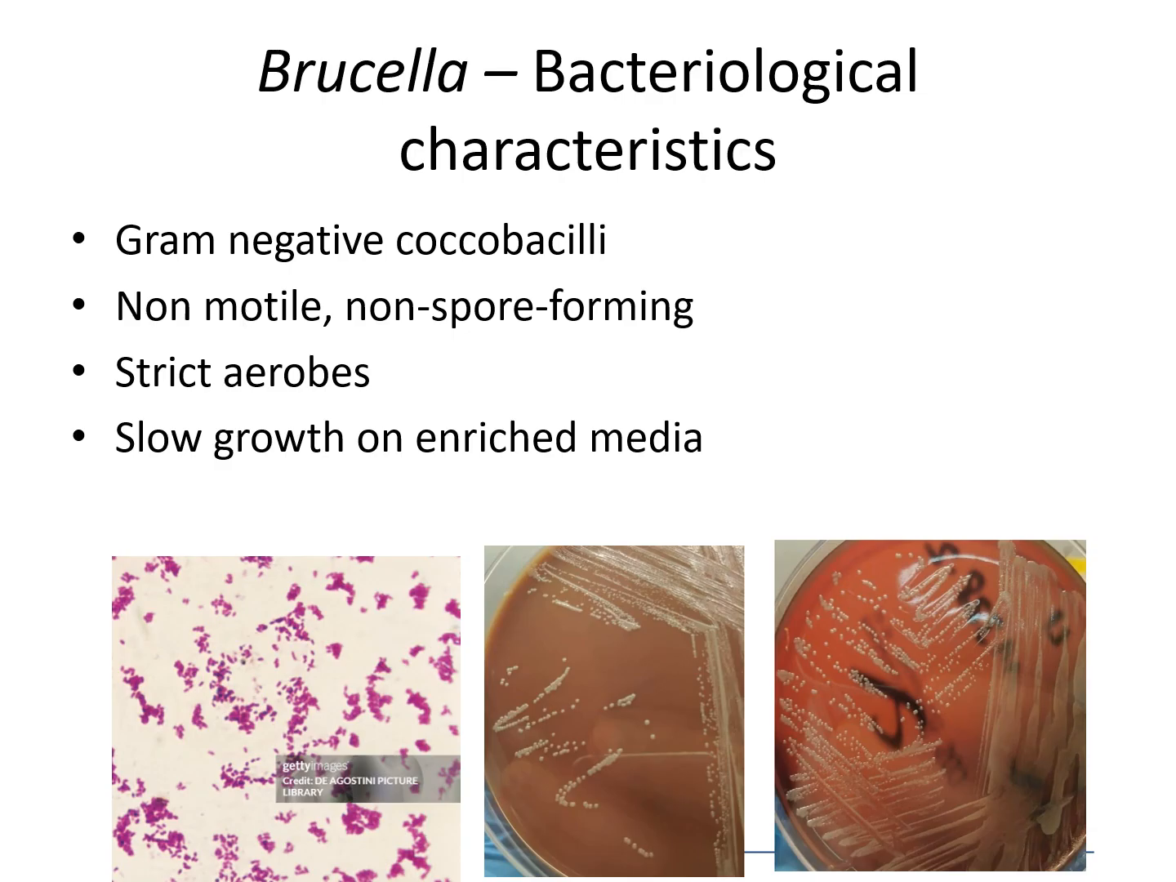Now, let's look at the bacteriological characteristics under the microscope and in the lab. Brucella species are gram-negative cocobacilli, so they appear as small rods under the microscope. They are non-motile and do not form spores. They are strict aerobes, requiring oxygen to grow. A key feature is their slow growth even on enriched media, which contributes to the difficulty in diagnosis.